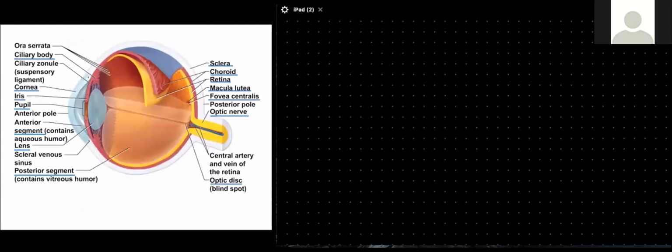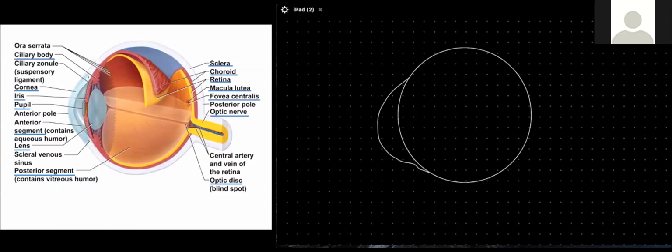Looking at the structure of the eyeball, we will see that the eyeball itself is formed of 3 layers. An outer fibrous layer that will be opaque, forming the main skeleton of the eyeball. This is the sclera. And the anterior part of this fibrous layer is going to be clear. We call this my cornea.